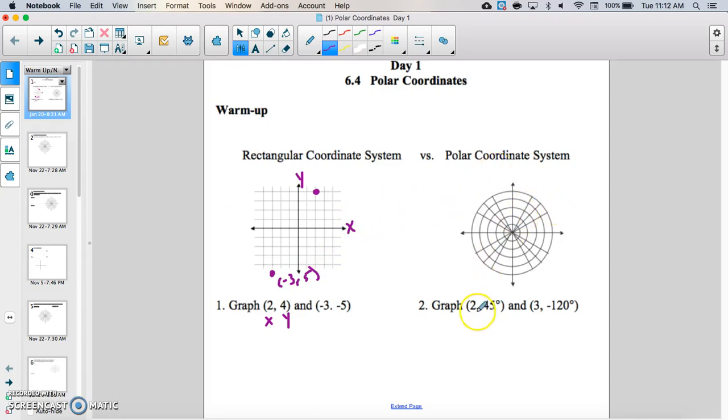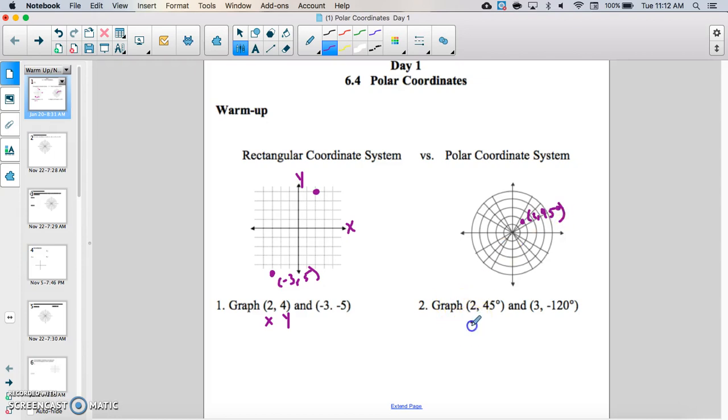Polar might be different. So I'd like you to try this on your own first if you want to pause it and then see what I do. Based on your guess, maybe you guessed that 2 is the number of circles you count out, and the degrees is how many degrees in the unit circle you go. So we're going to go 2 circles out and then go to 45 degrees. And that is the point 2, 45 degrees.